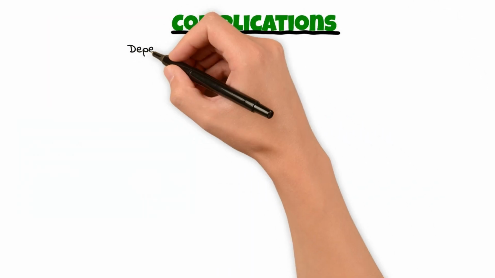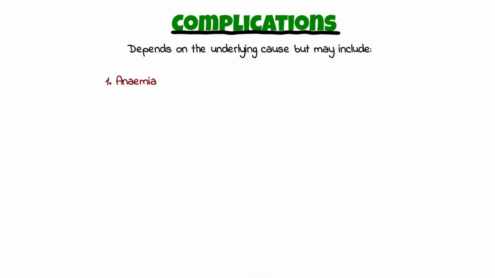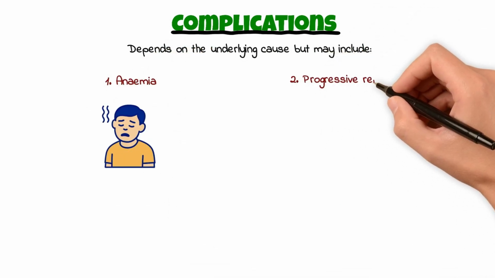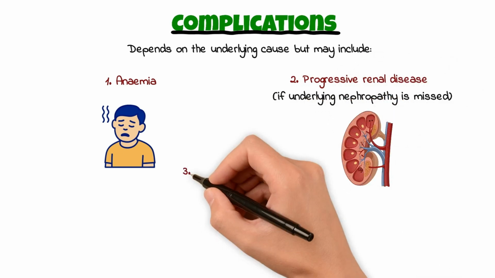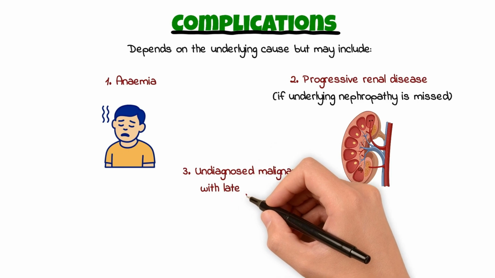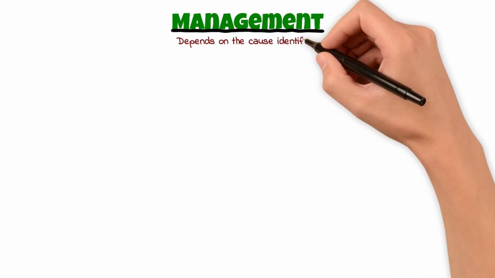Complications: complications depend on the underlying cause but may include anemia, progressive renal disease if underlying nephropathy is missed, and undiagnosed malignancy with late presentation. Management: management depends on the cause identified.